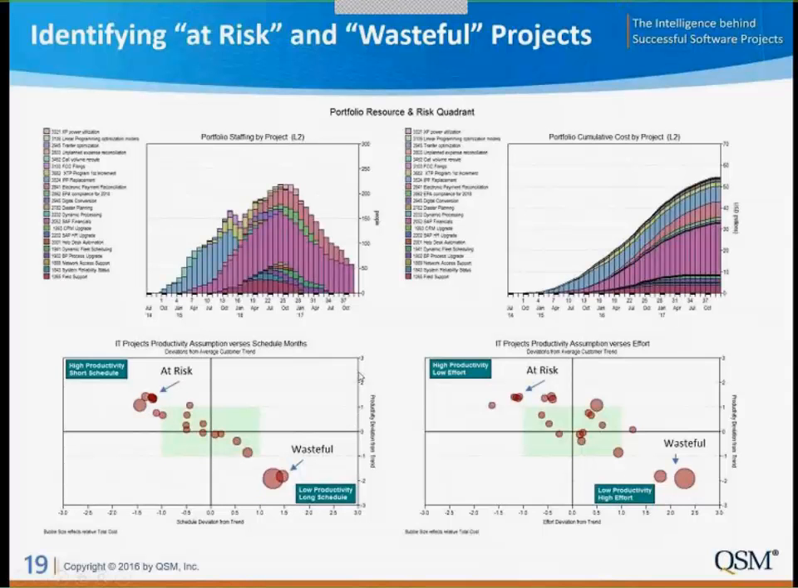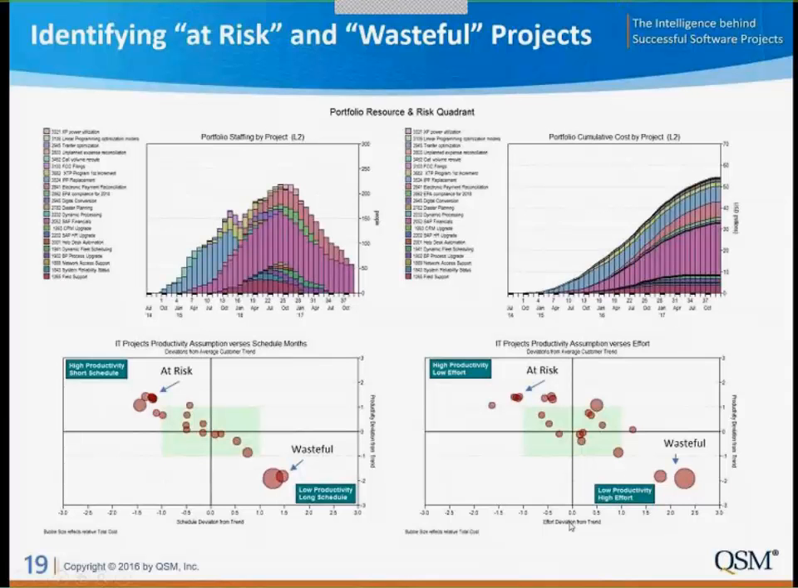They have a high productivity assumption and they're being done in a short schedule. They're the projects that are at risk of not executing and giving us a portfolio overrun. The projects that are down here have a very low productivity assumption and are taking a lot of time, and they might be the ones that are wasteful. If there's no dramatic reason why they're down here, why shouldn't they be operating up closer to what we've done historically? And the same thing over here for effort.